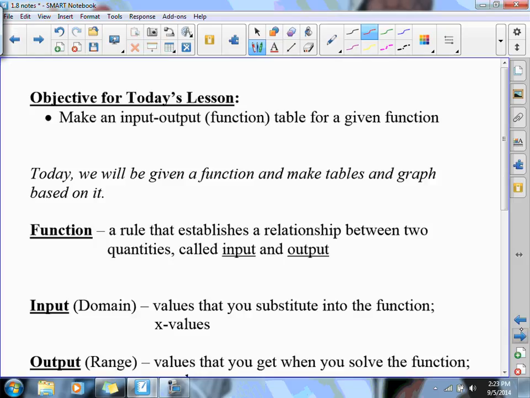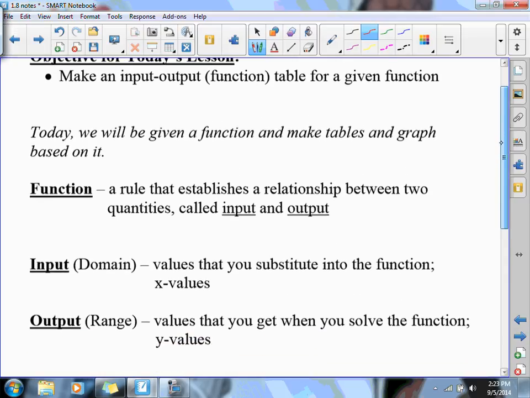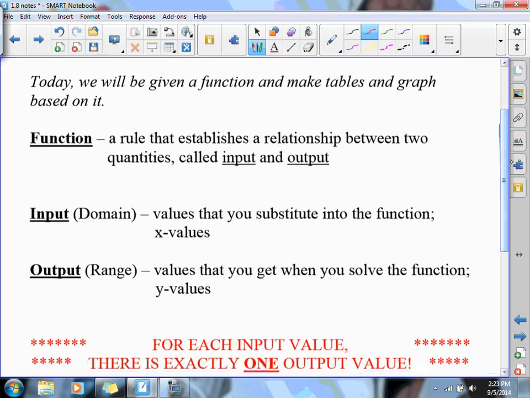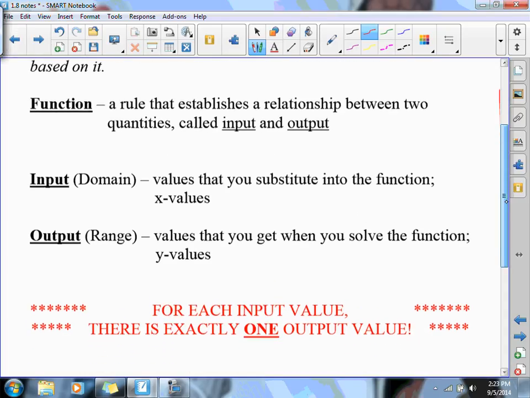Today's goal is going to be to make an input-output table for a given function. And sometimes instead of calling that an input-output table, we call it a function table. So today we're going to look at a function, and we're going to make tables and graphs based on that function. But first we have to understand what exactly a function is.